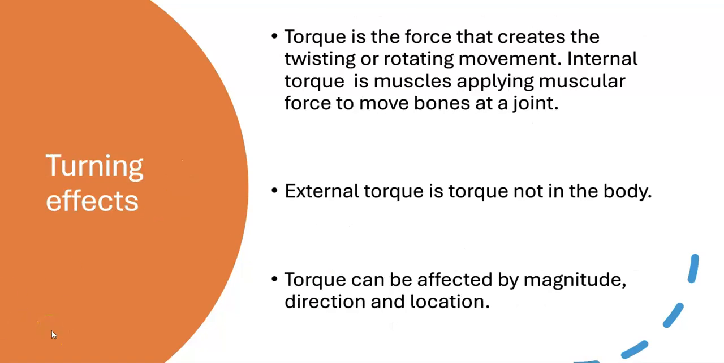Turning effects. Torque is the force that creates the twisting or rotation movement. Internal torque is muscles applying muscular force to move bones at a joint. External torque is torque not in the body. Torque can be affected by magnitude, direction, and location.